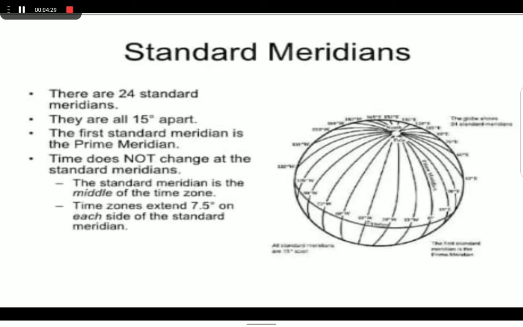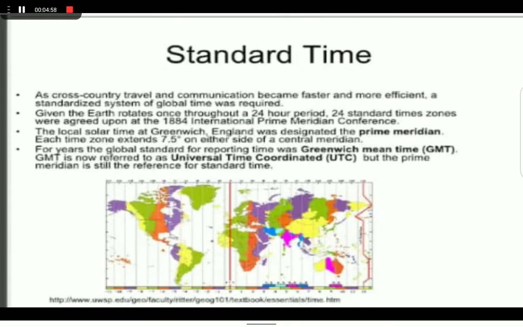Standard meridians. There are 24 standard meridians. They are all 15 degrees apart. The first standard meridian is the prime meridian, which is marked as 0°. The time does not change at the standard meridians. The standard meridian is the middle of the time zone. Time zones extend 7.5° on each side of the standard meridian.